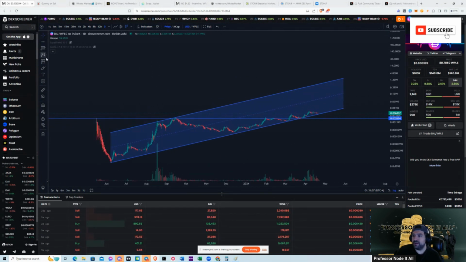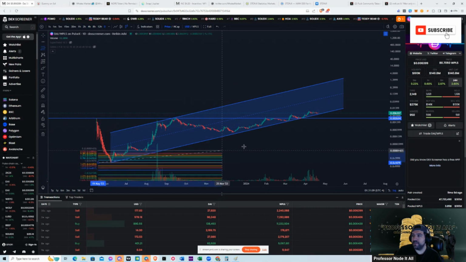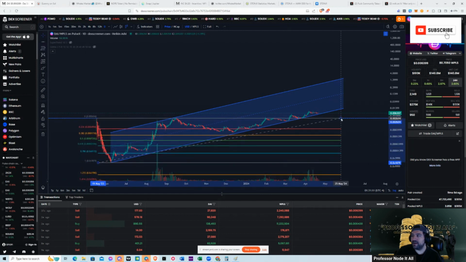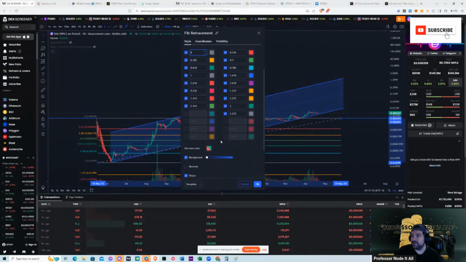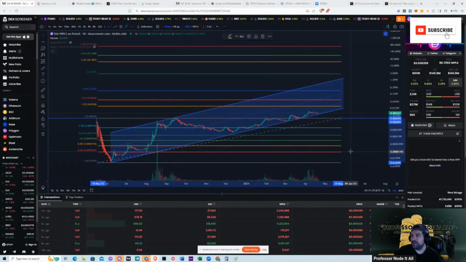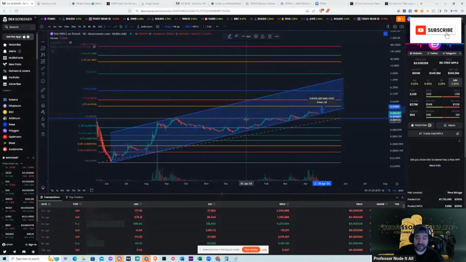So if we take our Fibonacci tool here and we start from the swing low and go to the all-time high swing high, because that was clearly a swing high, we could plot, because we don't know if this is a top. Our next major leg up now is probably to about that 2-cent region, which is right around that 180 to 190% move. And that is what I'm plotting right now for DAI.